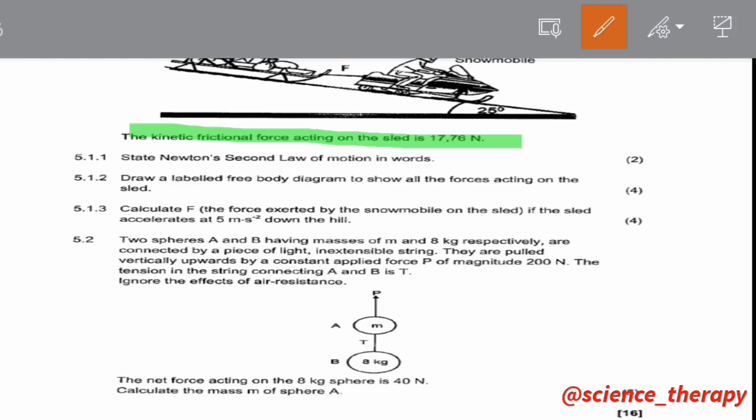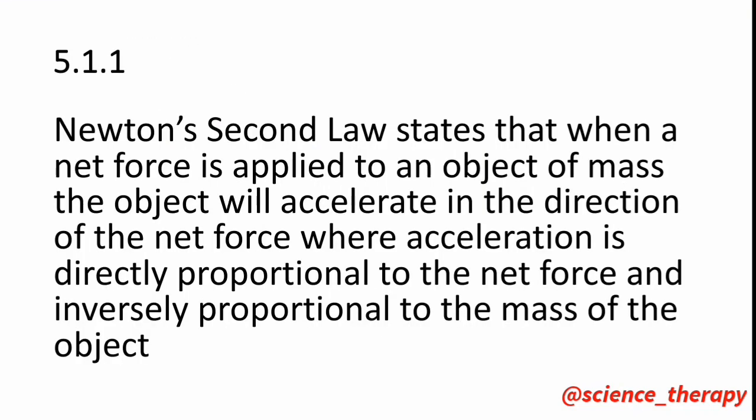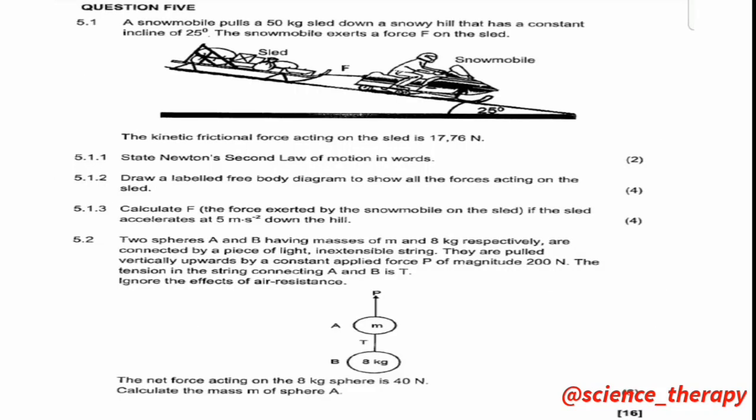Now 5.1.1 says state Newton's second law of motion. So we're just going to run quickly to that. Newton's second law states that when a net force is applied to an object of mass, the object will accelerate in the direction of the net force, where acceleration is directly proportional to the net force and inversely proportional to the mass of the object, right? So that's how we define it.